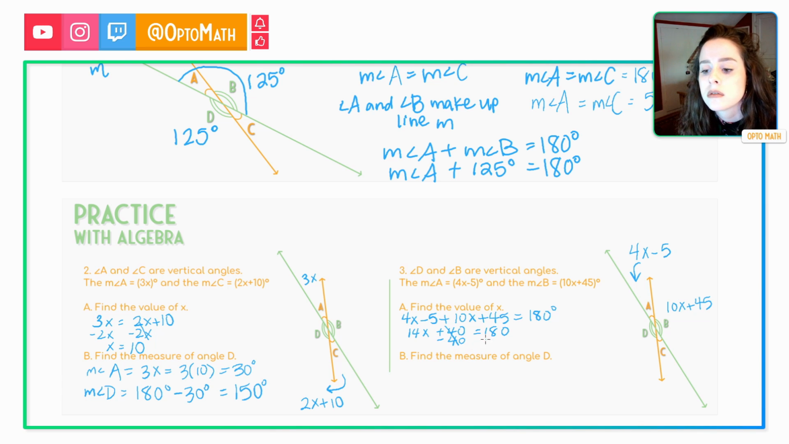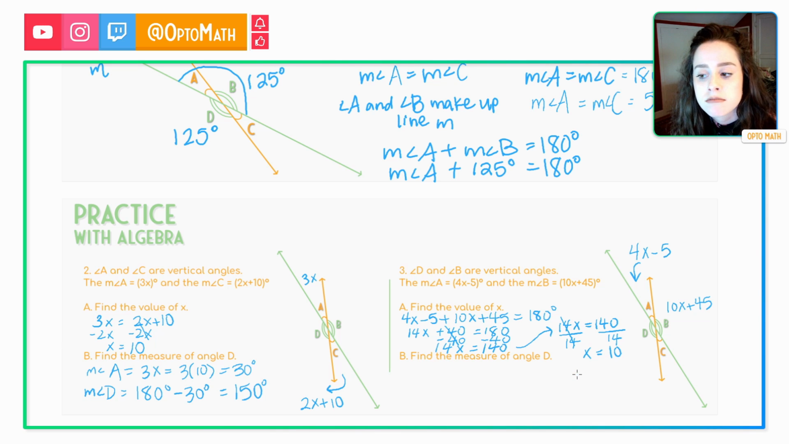Let's subtract 40 from both sides. That will become a 0. 14x equals 180 minus 40, which is 140. Let's carry this over here to complete it, just for room purposes. 14x equals 140. We'll divide both sides by 14. And x is 10. And those 14 simplified to 1. So we've got x.